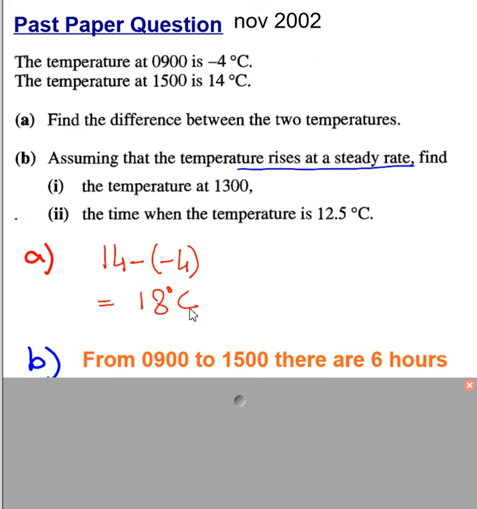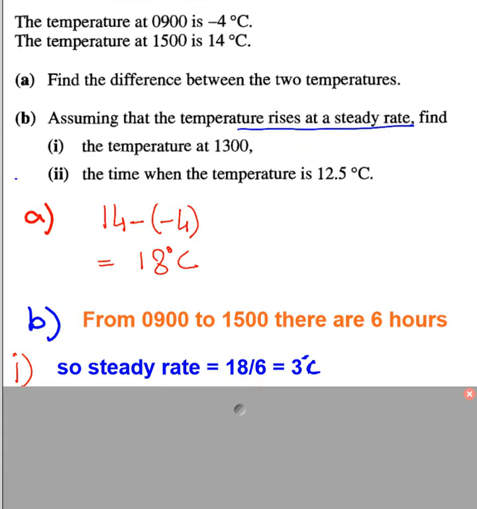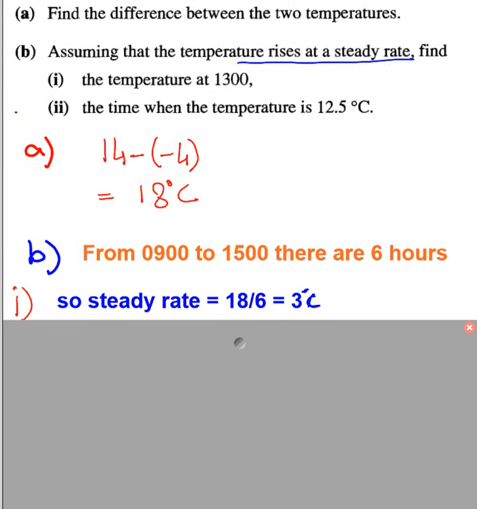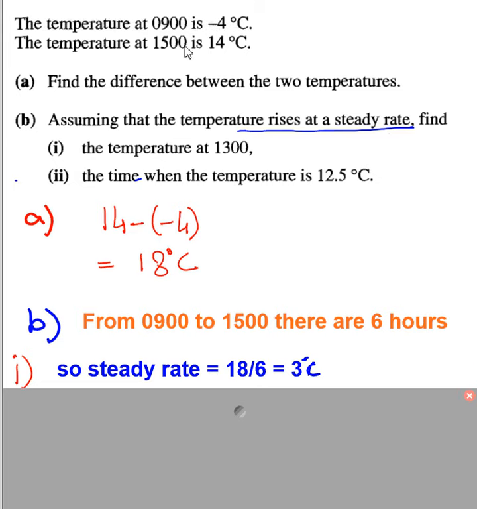So if I want to see how much degree centigrade is rising in 1 hour, what will I do? 18 divided by 6. So it is 3 degrees centigrade. So this gives me information that every hour 3 degrees centigrade rises. If I want to find out the temperature at 1300, so 1300 is very close to 1500. It is 2 hours less, right?